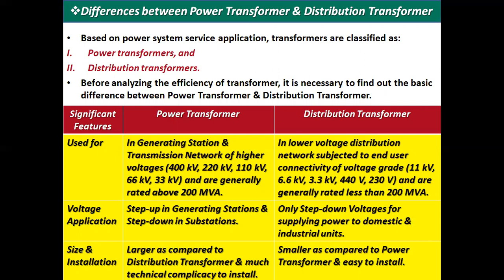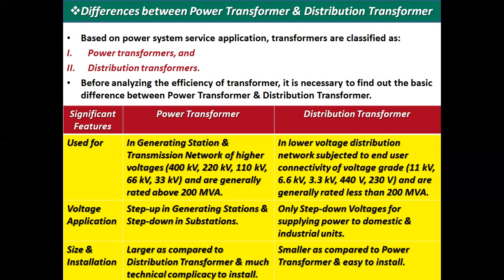Significant features: power transformer and distribution transformer used for, in generating station and transmission network of higher voltages, that is 400 kV, 220 kV, 110 kV, 66 kV, 33 kV, and are generally rated above 200 MVA.